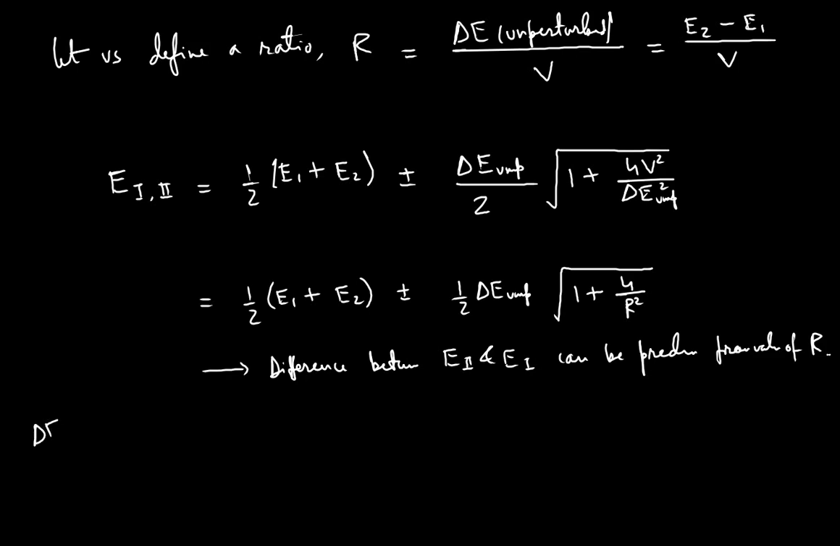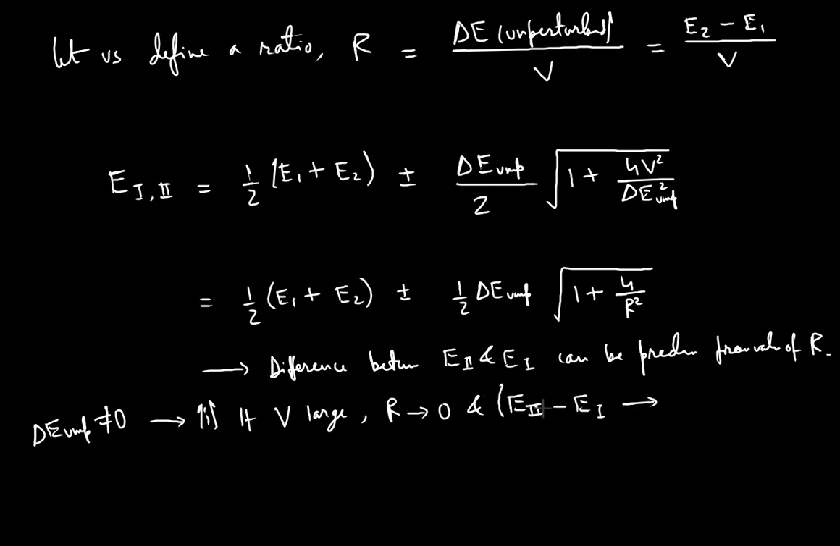Say delta E unperturbed is not equal to 0, that means the non-degenerate case. Then again, number 1, if V is large, then R tends to 0 and E2 minus E1, this gap, this difference, is basically large.